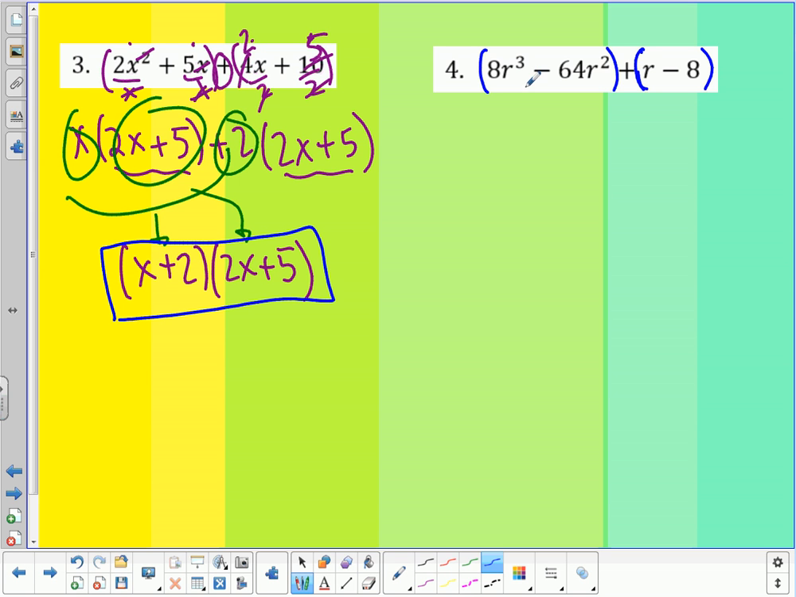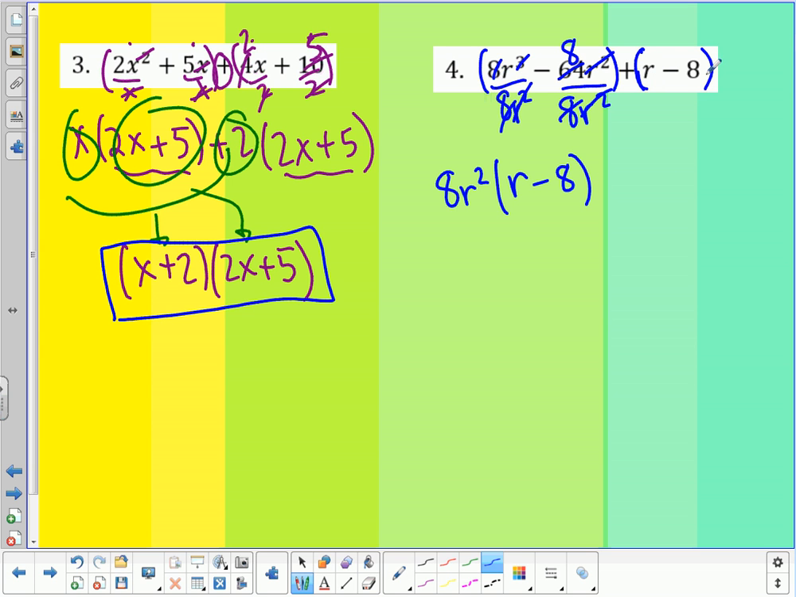Number 4, so the things that I can take out of the first group, there's actually a lot I can take out of the first group. I can divide by 8, because both 8 and 64 have a common factor of 8. And then for r to the third and r squared, I can actually take out an r squared there. So r squared comes out of both of these. Let's take a look at what that leaves me with. 8 over 8 goes away. r to the third over r squared leaves me with just r. So my first term is r. 64 over 8 is an 8, and then r squared over r squared cancels. So I'm left with just minus 8.